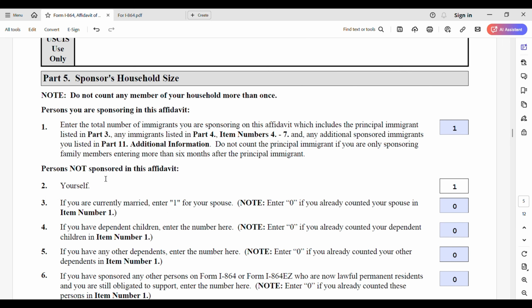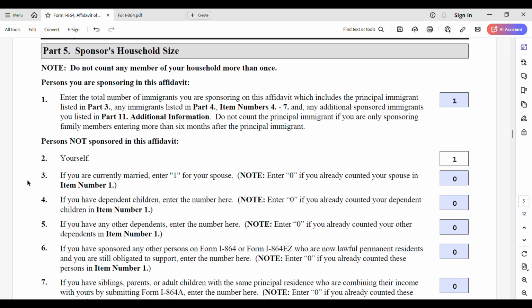Persons not sponsored in this affidavit support: myself. Question number 3, if you are currently married, enter 1 for your spouse. Note, enter 0 if you already counted your spouse in item number 1. This is what was confusing, now they make it clear. So now you should put 0 right here, because the principal applicant is your spouse. Question number 4, if you have dependent children, enter the number here. So 0. Question 5, if you have any other dependents, enter the number here, it is 0.